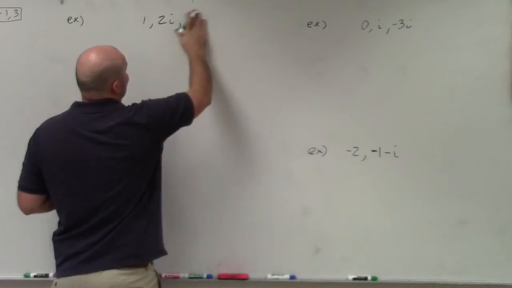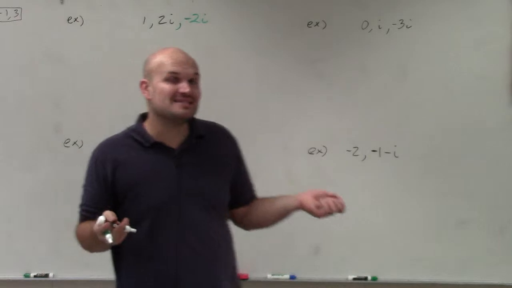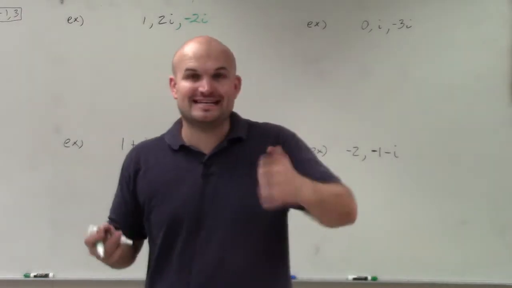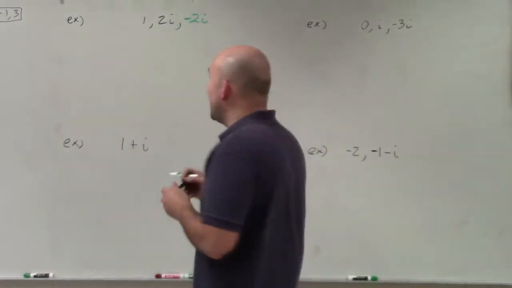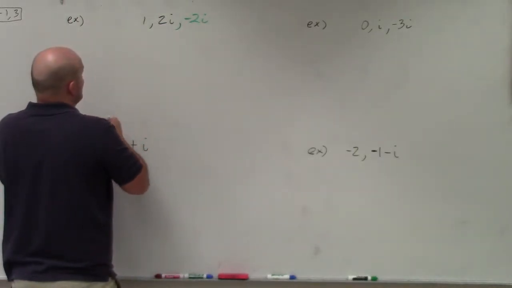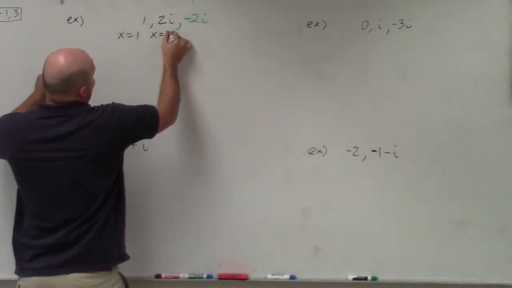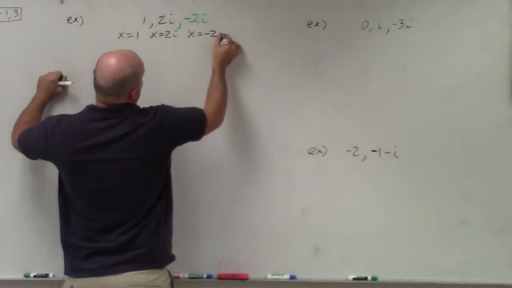Oops, that's not the conjugate. OK, so if I have positive 2i, therefore the conjugate is negative 2i. Now I have my zeros, so I'm going to set them all equal to x. x equals 1, x equals 2i, x equals negative 2i.